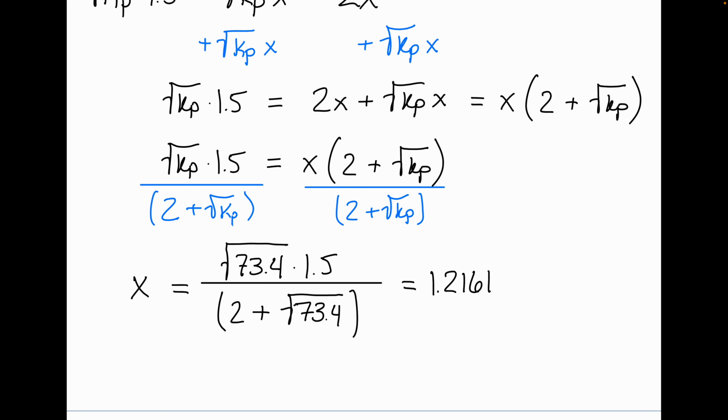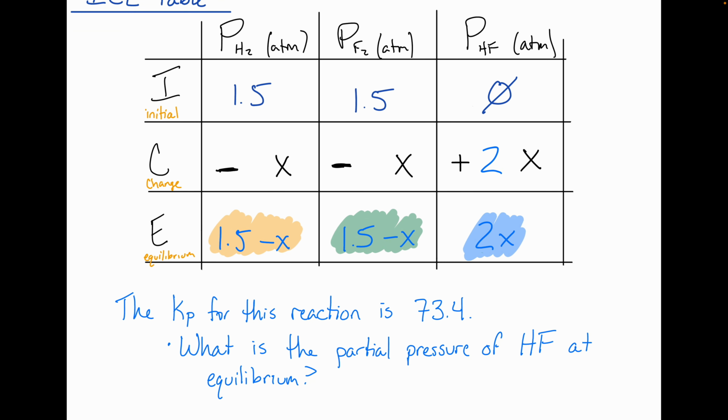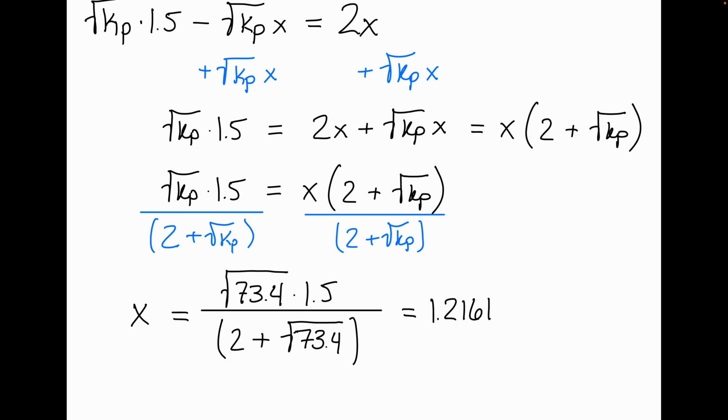Always make sure to go back to the problem and check what it's asking for. The problem was specifically asking for the partial pressure of hydrogen fluoride at equilibrium. According to my ICE table, what is that? 2x, right? So it's not just x, it's 2x. I could have asked you for the partial pressure of fluorine at equilibrium. You would have had to do 1.5 minus x, right? So make sure to go back and check the problem. In this case, we want that value of 2x.